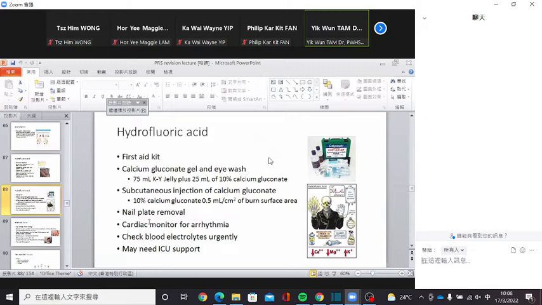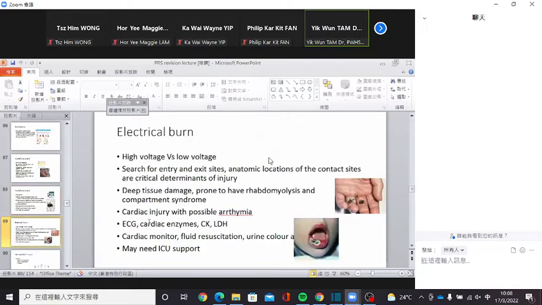And there are some first aid kits that contain calcium gluconate in a gel form or eye wash, helping to remove the fluoride ion. In severe cases, we can consider a subcutaneous injection of the calcium gluconate. Remove the nail plate because that is a very good reservoir for the chemicals to hide in. Cardiac monitor for arrhythmia, check blood electrolytes urgently and repeat at intervals, and ICU support.